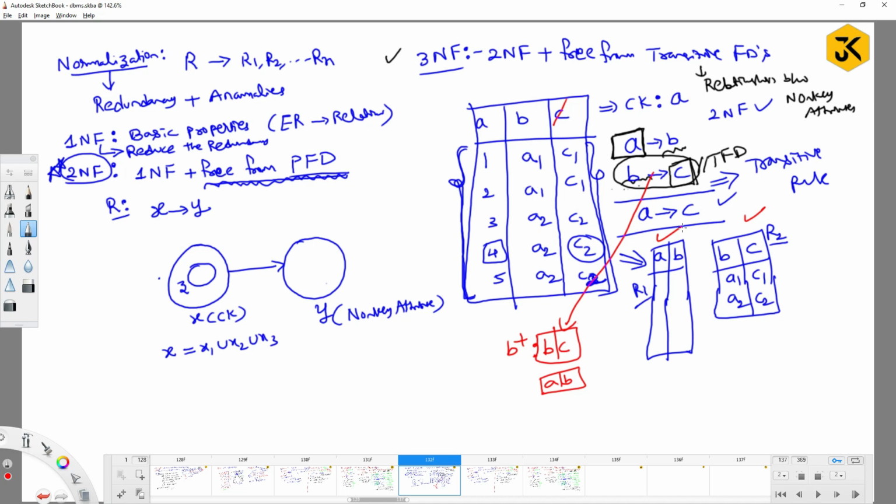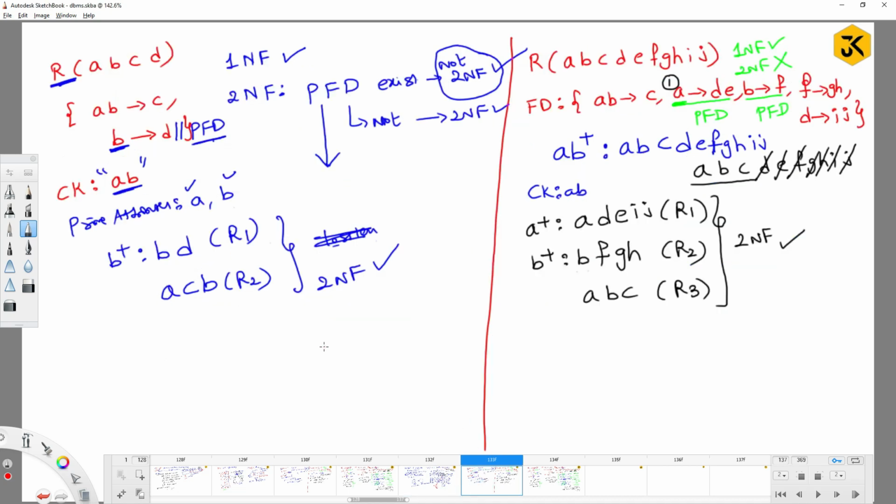Okay, now in simple terminology, 3NF is 2NF and it has to be free from transitive functional dependencies. Okay, fine. So guys, take the earlier class examples. If you take the first one, the relation is ABCD, where they have given various functional dependencies, and we tried to convert it into 2NF. So here R1 contains BD as the relation, R2 contains ABC as the relation, which is now in 2NF, right?